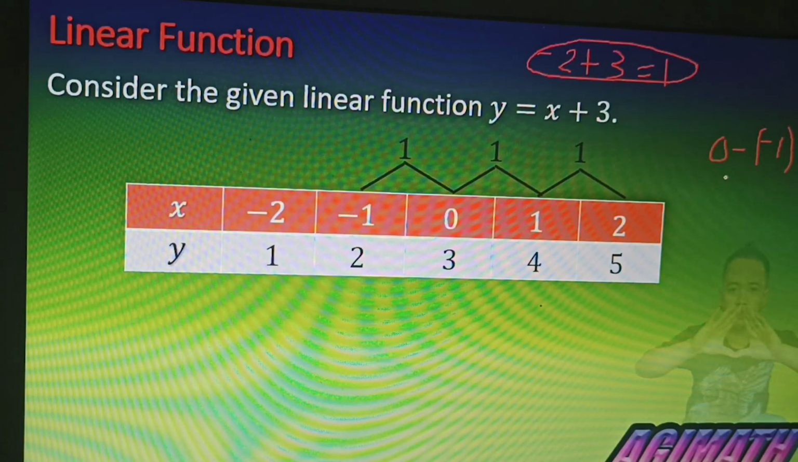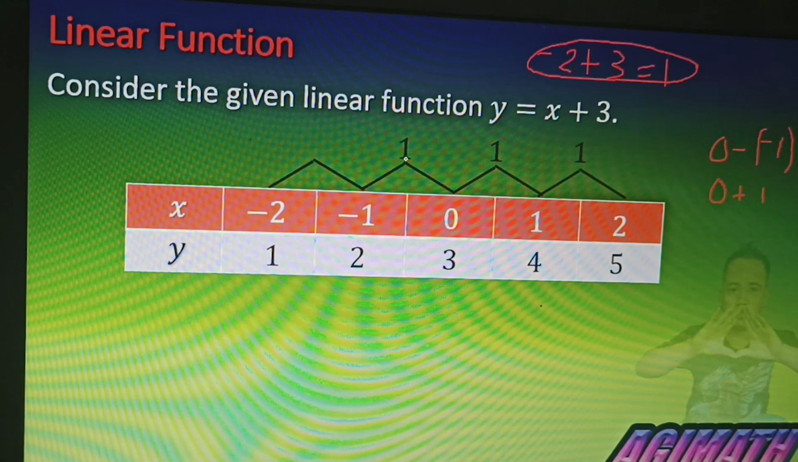If we are going to solve that one, applying the rules, instead of subtraction, we proceed to addition, and then add the opposite of the subtrahend. Opposite of negative 1 is positive 1. That's why it becomes 0 plus 1. That's why 0 minus negative 1 is positive 1. And negative 1 minus negative 2 is positive 1.